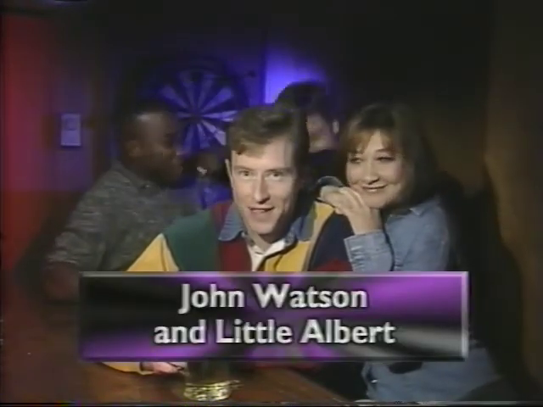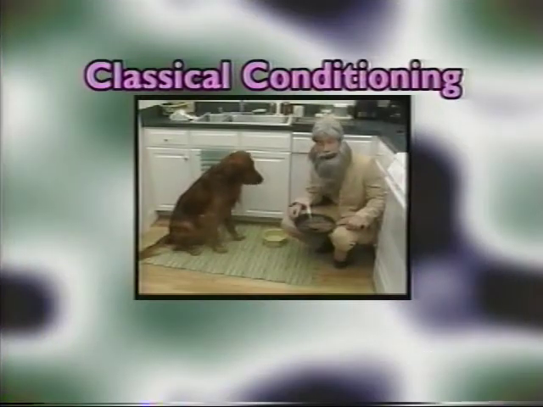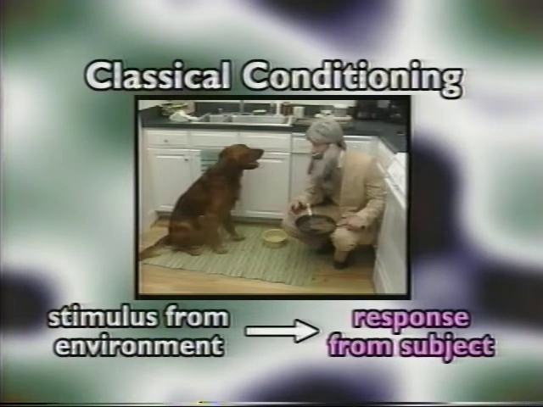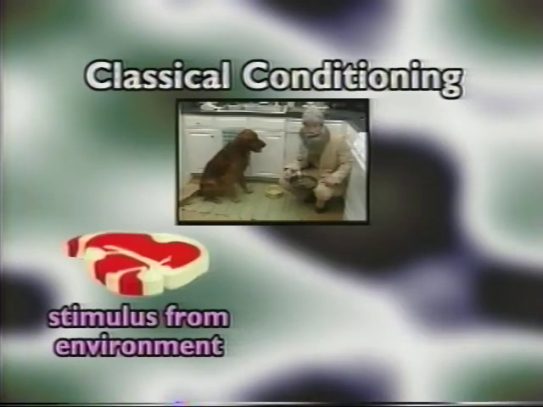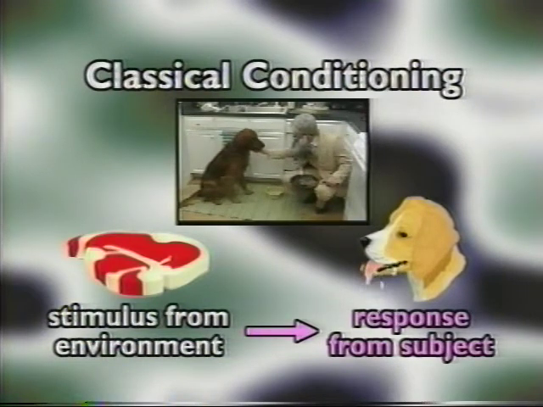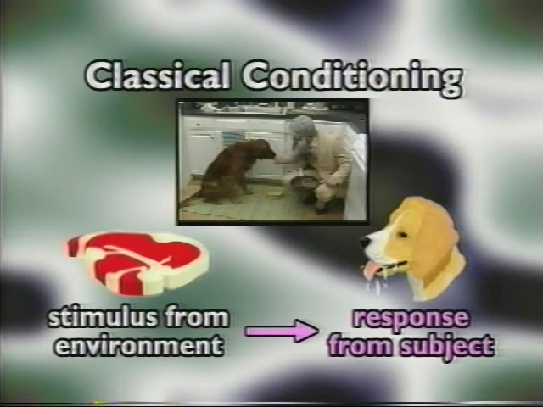Anyway, we learned a lot about classical conditioning on humans from a man named John Watson and his experiments on Little Albert. Remember, in classical conditioning, first there's a stimulus from the environment, then you get the response from the subject. In the case of my dogskis, the meat was the stimulus from the environment, and the dogskis responded by salivating. Didn't you? You salivated all over the place.